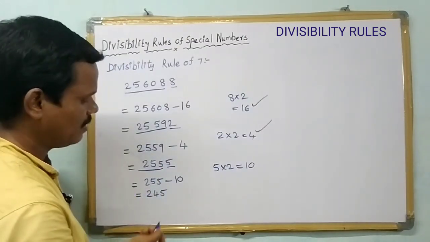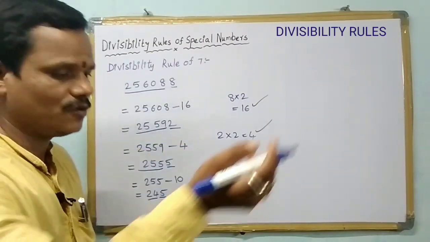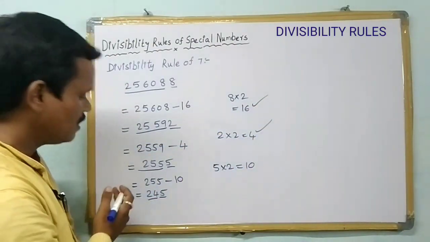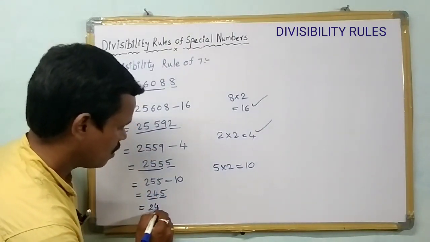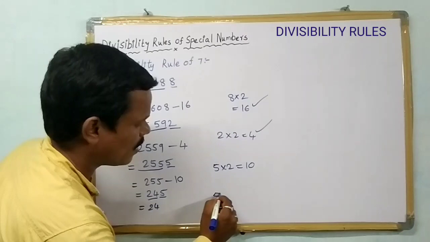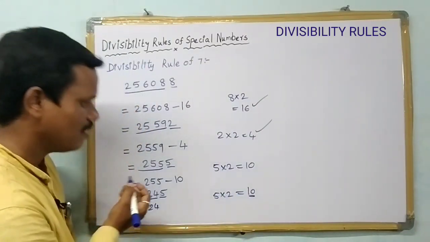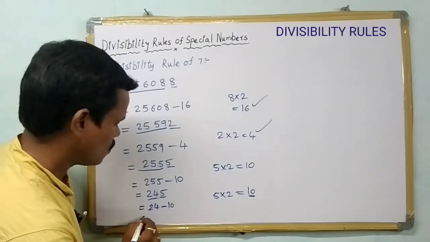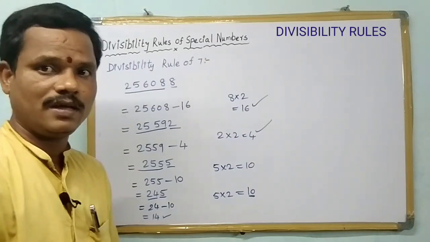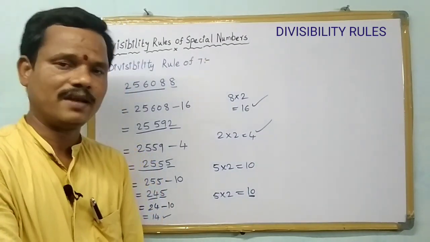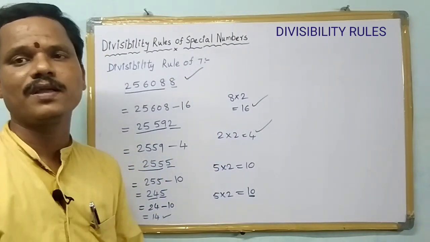245. Again, divide it into two parts. 5, the unit digit, is the first part, and the remaining digits are the second part. Again write the second part, 24, and multiply the first part by 2. What is the answer? 10. Now subtract this 10 from the second part. So what is the resultant value? 14. The last value is 14. Is it divisible by 7? Yes. So the given number 256088 is divisible by 7.